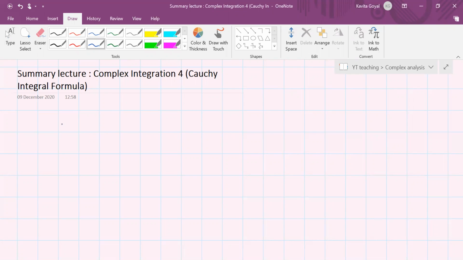The first problem is based on Cauchy's theorem only. We were doing the consequences of Cauchy's theorem. One was that the integral is independent of path, and the second was that you can deform the curve. So this is based on that. You have to compute the integral along the curve gamma of 1 upon z square minus 1 dz, where gamma is this curve.